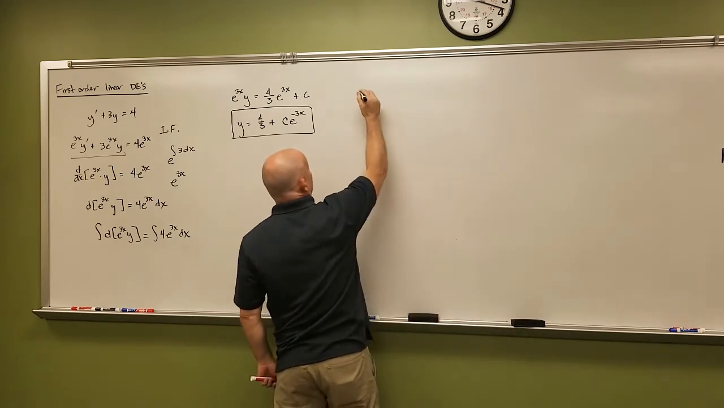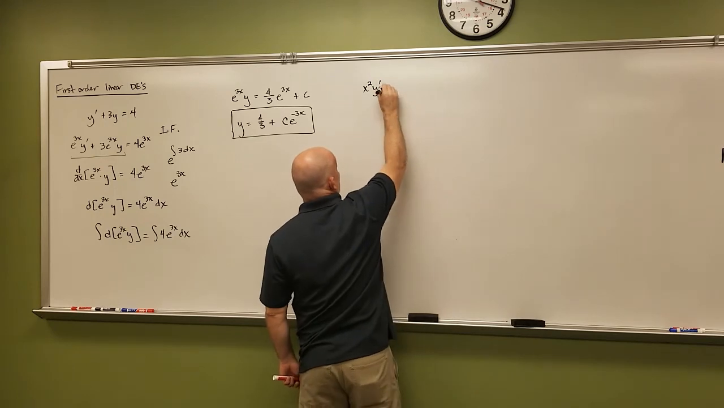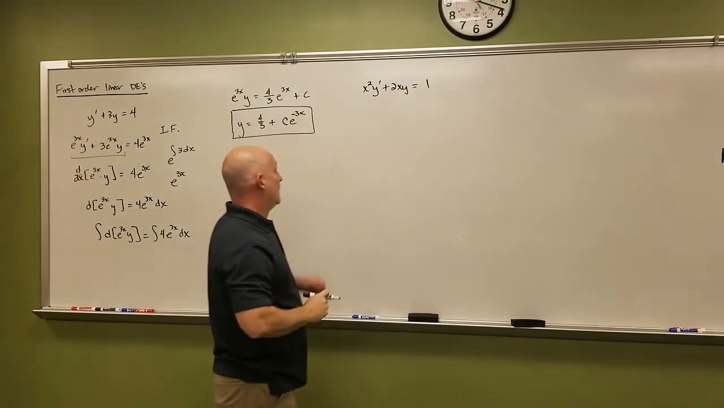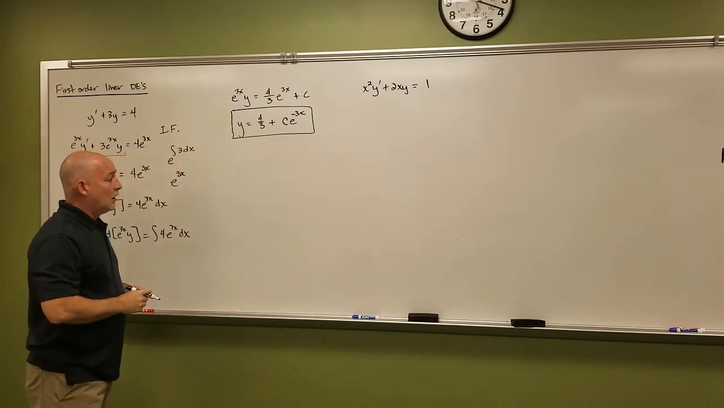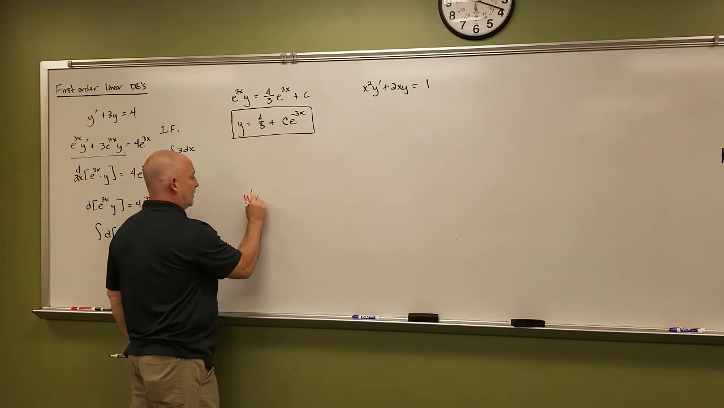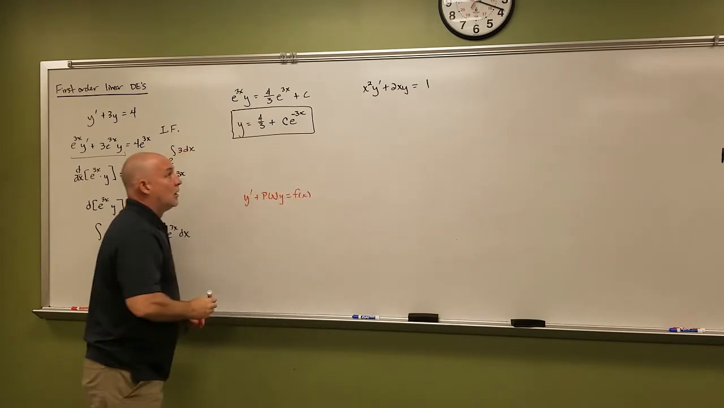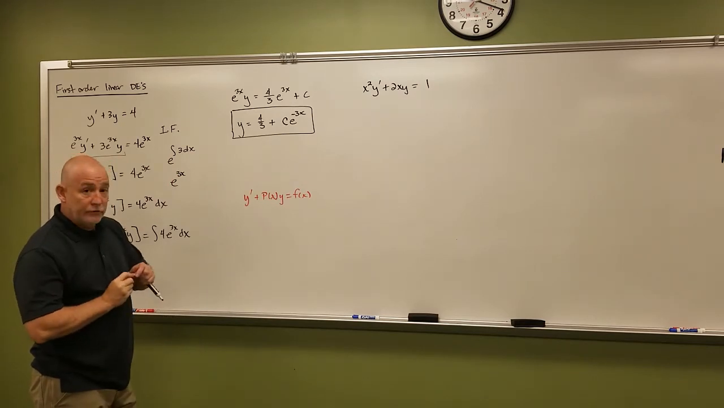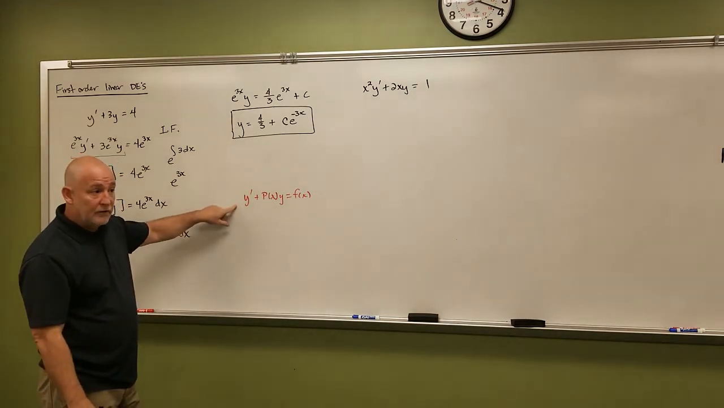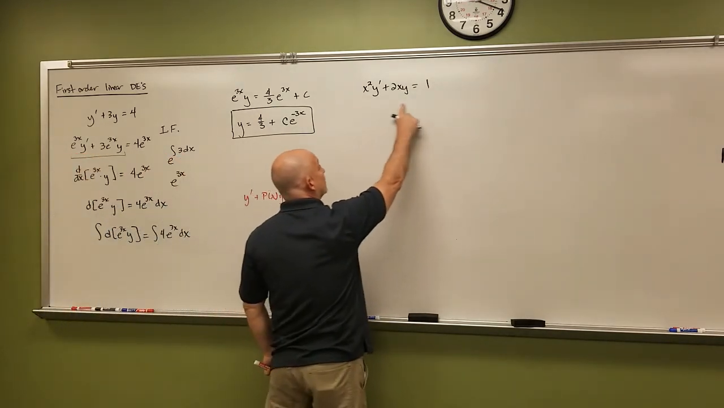Let's say I have x squared y prime plus 2xy is equal to 1. All right, now this doesn't quite fit our form. Remember, our form looks like this: y prime plus p of x y is equal to some function over there. Doesn't quite fit our form. So if you're looking for this, you always want the derivative to be out there in front by itself. So I'm going to divide through by x squared.